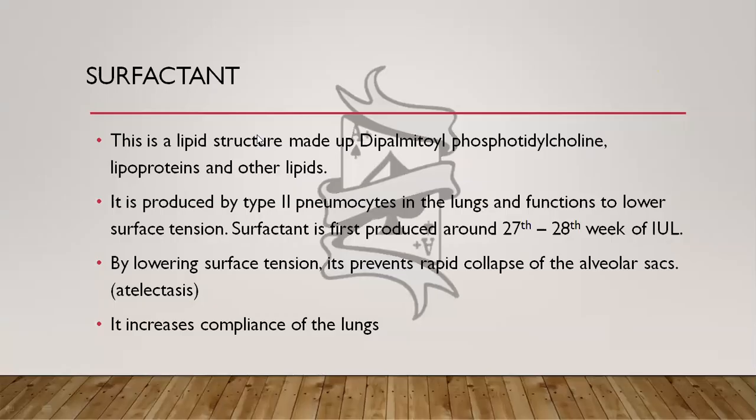We may have type 1 pneumocytes, which are responsible for gaseous exchange, and we have our type 2, which are for the production of surfactant. This is very important. Surfactant is first produced around the 27th to the 28th week of intrauterine life. Remember the 28th. If I divide this number by 4, I want to know how many months this is. I can calculate that that would be 7 months.